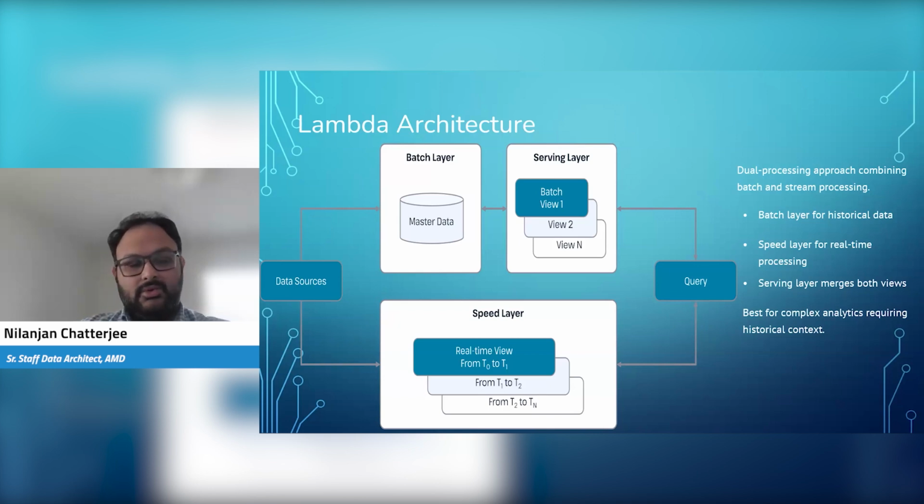For batch, generally we use tools like Hadoop, Spark, and Flink in batch mode. For the speed layer, we can use Storm, Kafka Streams. There are multiple different options available. We had Samza, then Flink. For the serving layer, we can combine both these pieces, maybe using HBase, Druid, Cassandra. There are multiple offerings on that level as well.